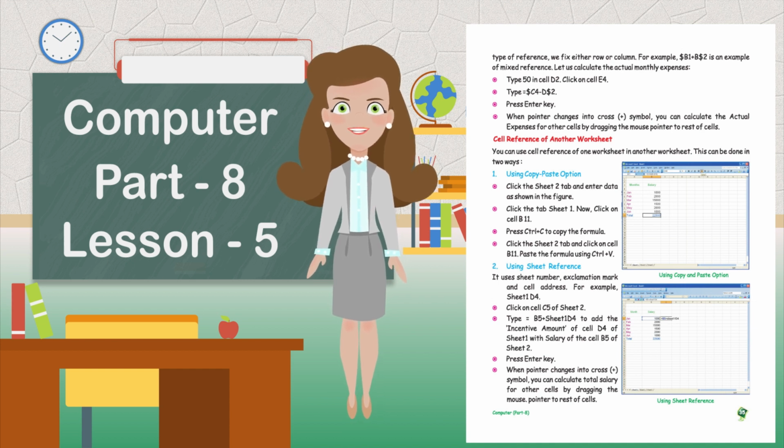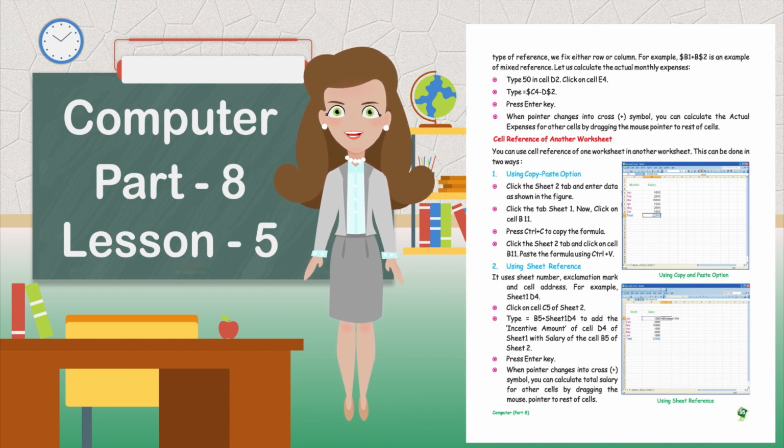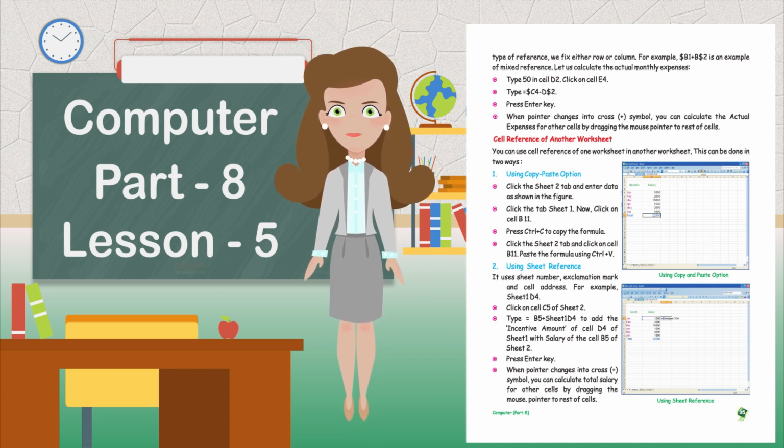Second, using sheet reference. It uses sheet number, exclamation mark and cell address. For example, Sheet1!D4. Click on cell C5 of Sheet 2. Type =B5+Sheet1!D4 to add the incentive amount of cell D4 of Sheet 1 with the salary of the cell B5 of Sheet 2.